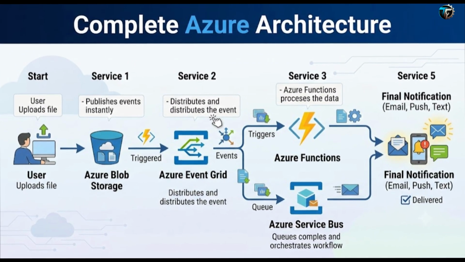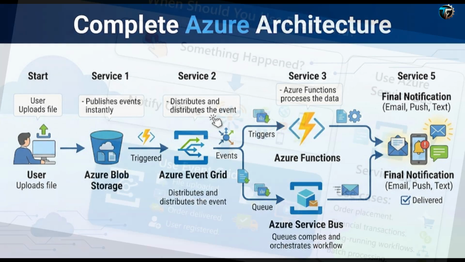Notice how Azure services work together. Blob Storage publishes the event. Event Grid distributes it. Azure Functions processes it. Service Bus handles business workflows if needed. Each service has a specific responsibility.